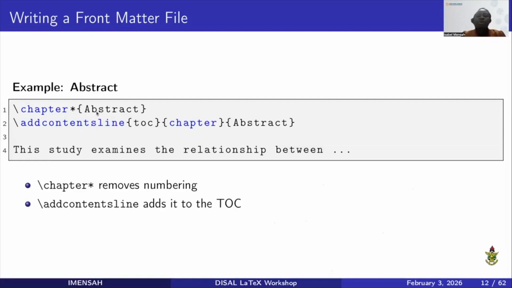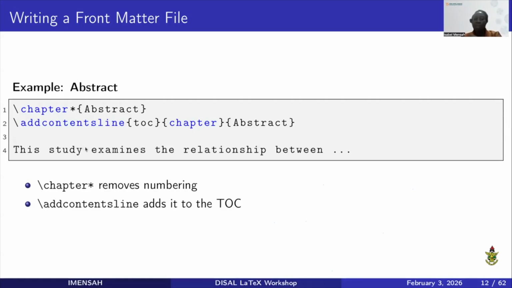Then we would want to add the abstract chapter to the table of content, the TOC. So you add this line, add content line, TOC. Once you specify these two lines, they are the most basic and most important two lines that you need so that it can pick it as the abstract and add the abstract to the table of content. Then it continues.